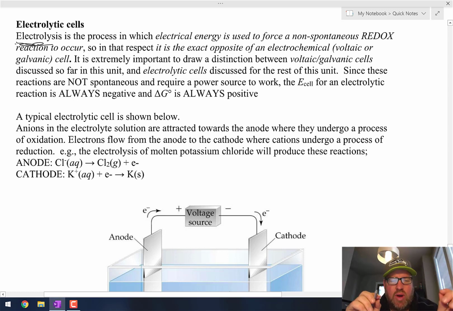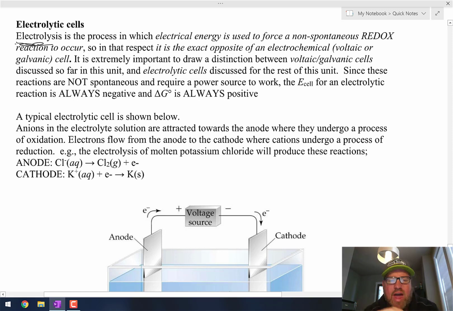happens. So electrolysis is the process where you actually use energy, or in this case electricity, to force a non-spontaneous or a non-thermodynamically favorable reaction to occur. So in some ways it's kind of like the opposite of a voltaic or galvanic cell. Okay, it's really, really important to make sure that you know the difference between those two.